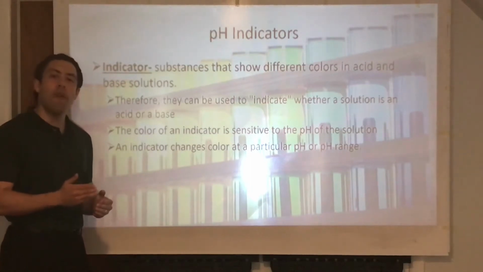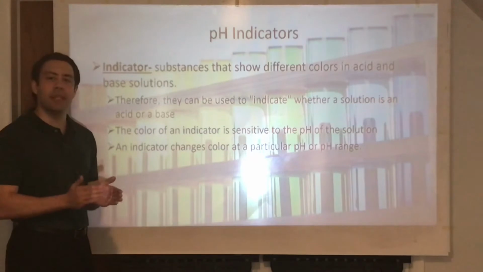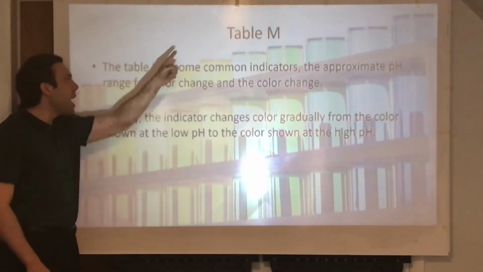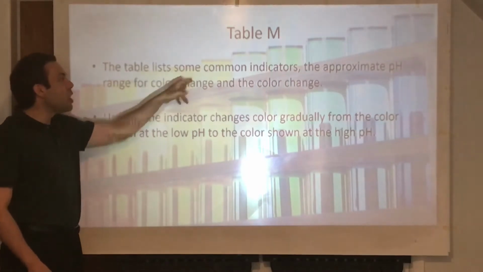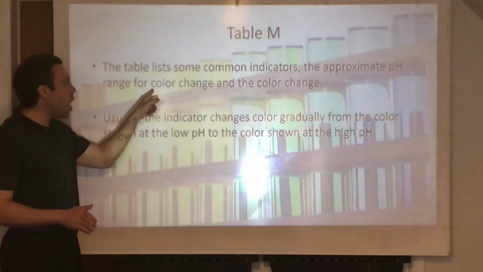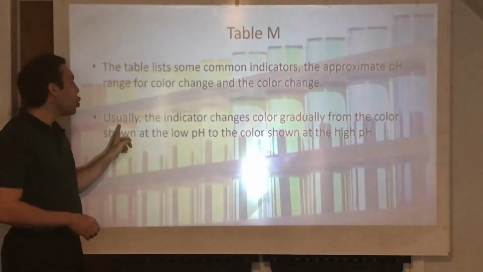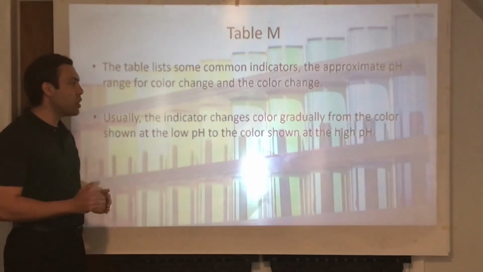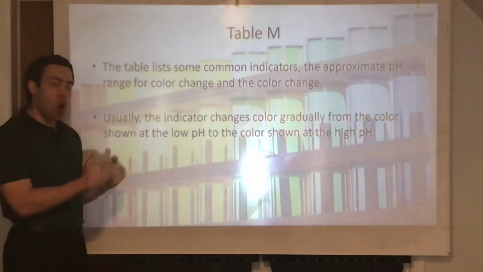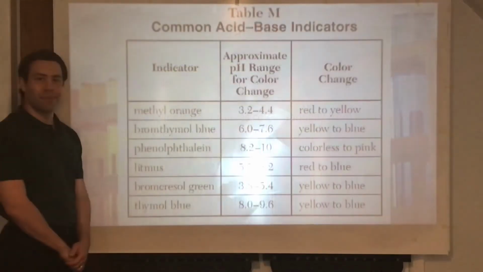Table M of your chemistry reference tables has common acid and base indicators. So as we said before, Table M lists some common indicators, the approximate pH range for the color change, and the particular color change. Usually, the indicator changes color gradually from the color shown at the low pH to the color shown at the high pH.